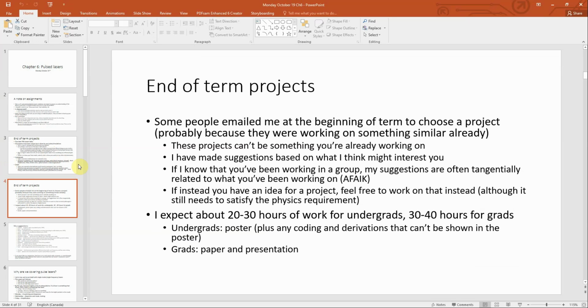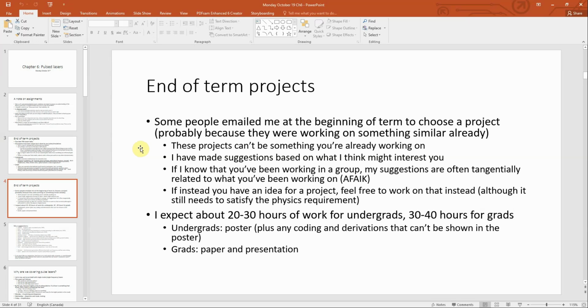So some people email me at the beginning of term to discuss the project because you're working on something similar already. I discussed with your supervisor or supervisors what you were working on, and we came to the conclusion that it's not exactly fair because you're already working on some project. So you're already ahead of everybody else. And so I don't really want you to be able to submit that.